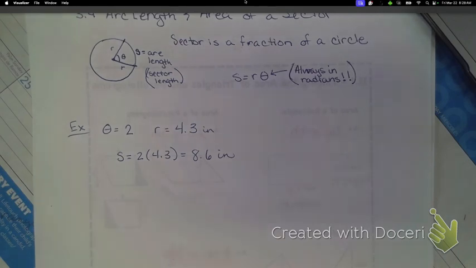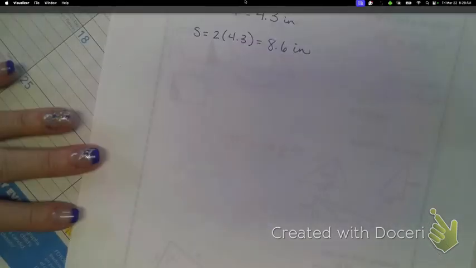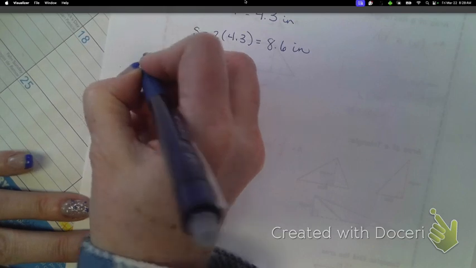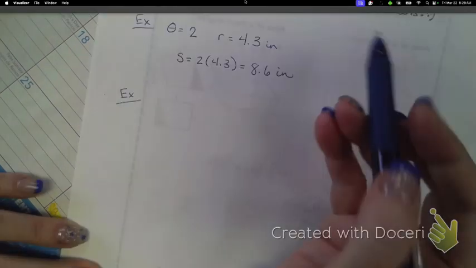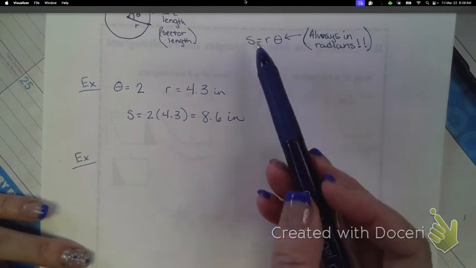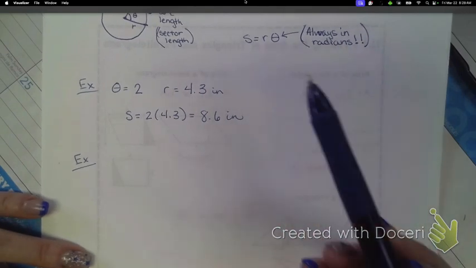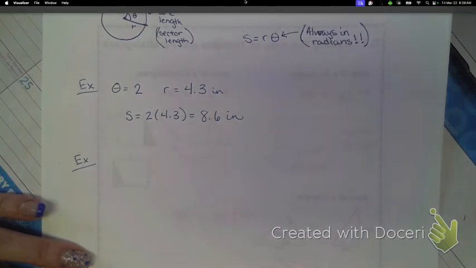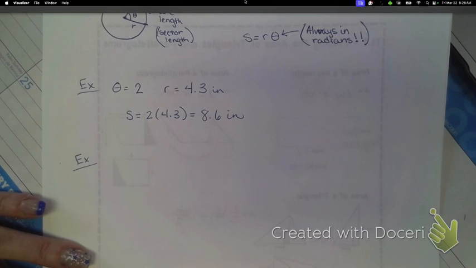Does this get more complicated? Well, it can't get much more complicated. You have S equals R theta, so you can solve for R, you can solve for theta, but other than that, it really can't get much more complicated. You have to draw your pictures and make your scenarios correctly. But other than that, it can't get much harder.